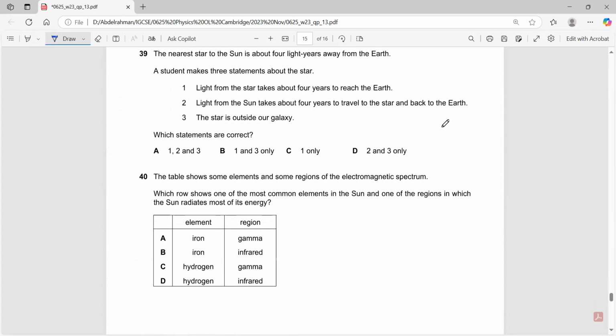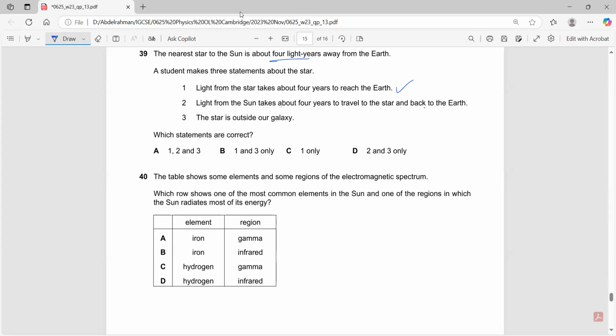Question 39. The nearest star to the Sun is about 4 light years away. A student makes 3 statements about the star. Light from the star takes about 4 years to reach the Earth. Yes, 4 light years, so it takes 4 years to reach the Earth. Light from the Sun takes about 4 years to travel to the star and back to Earth. Actually, this is wrong. It would take 8 years to travel to the star and back.